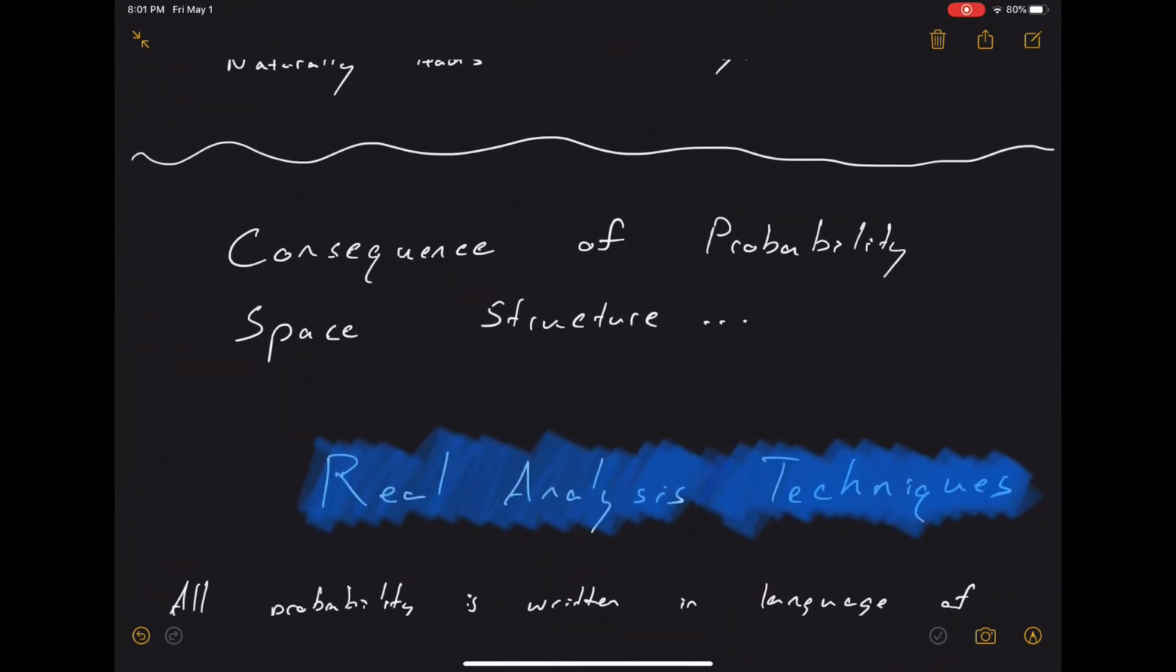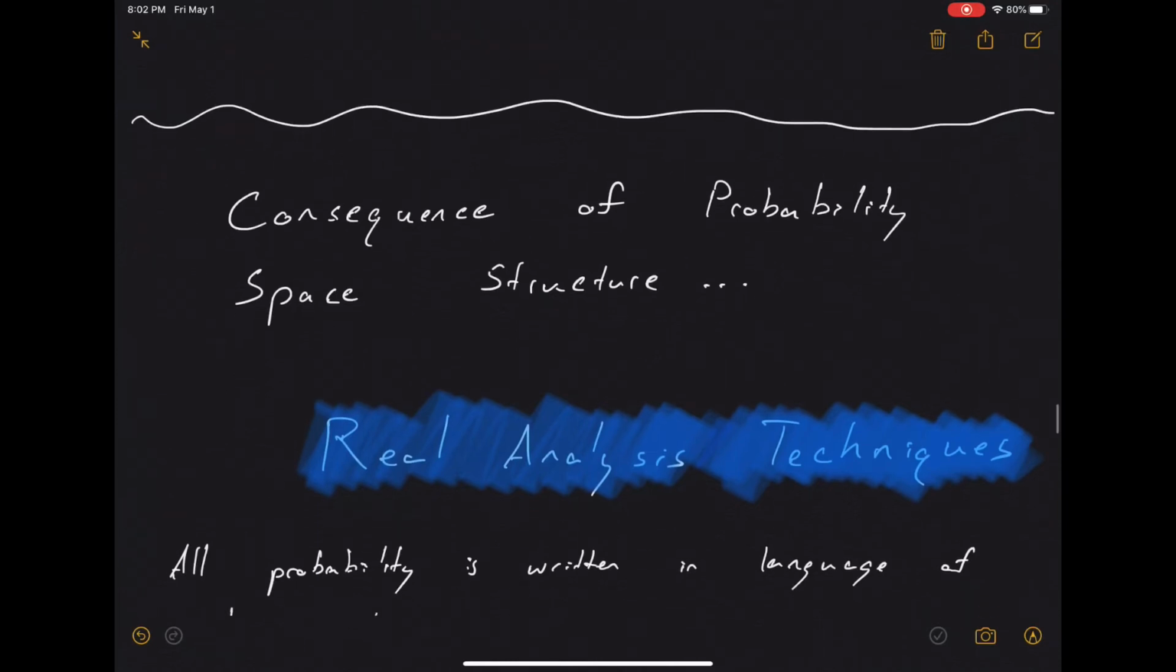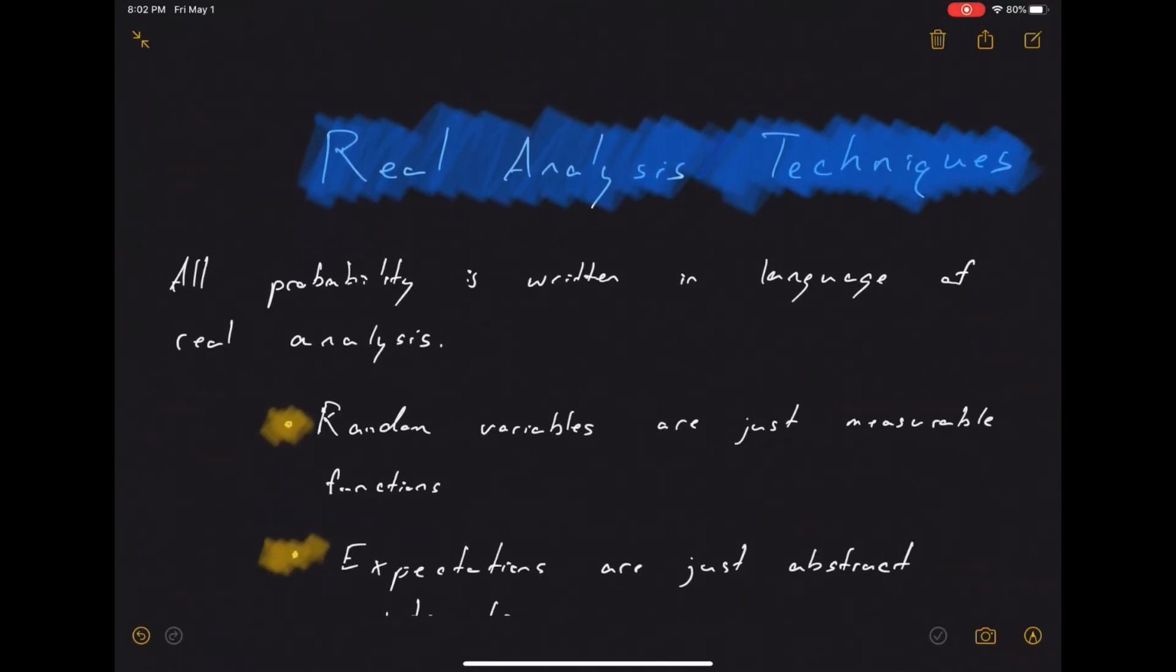We gain some stuff from this real analysis framework as well. We get all the language of real analysis. We get all the techniques from real analysis. So a lot of probability you could consider as just analysis on a set of measure one. It's almost entirely analysis. There are some properties and definitions and so on unique to probability, and there's actually quite a lot, but it's all starting from this real analysis framework. So all probability is written in the language of real analysis.